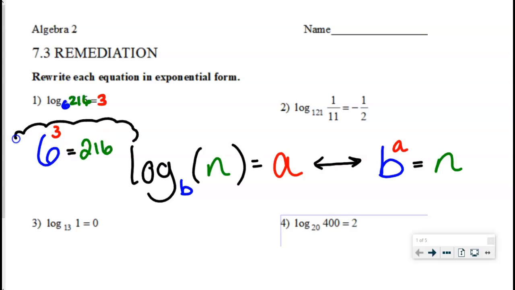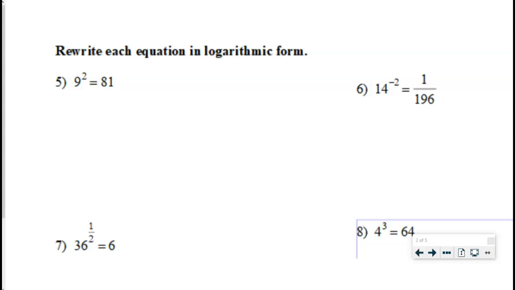What I like about that first question is it's very logical. 6 to the 3rd power is 216. So if you have a numeric problem, you can easily check it on the calculator that you've rearranged it properly. Not so much if you have an algebraic one.